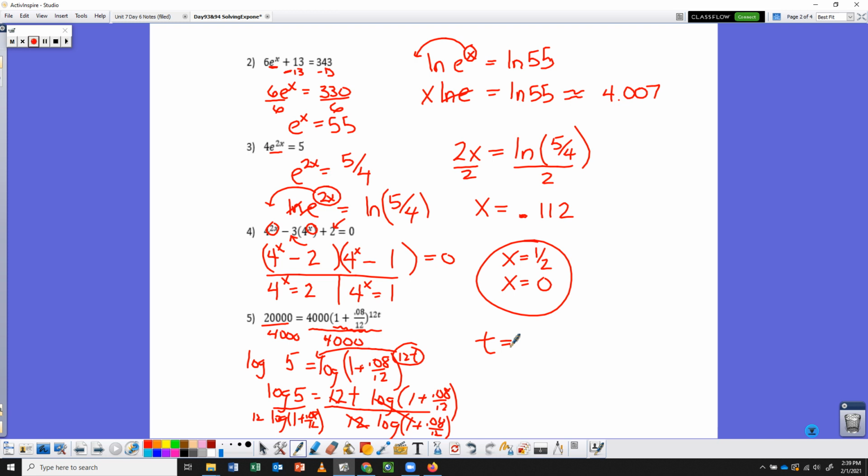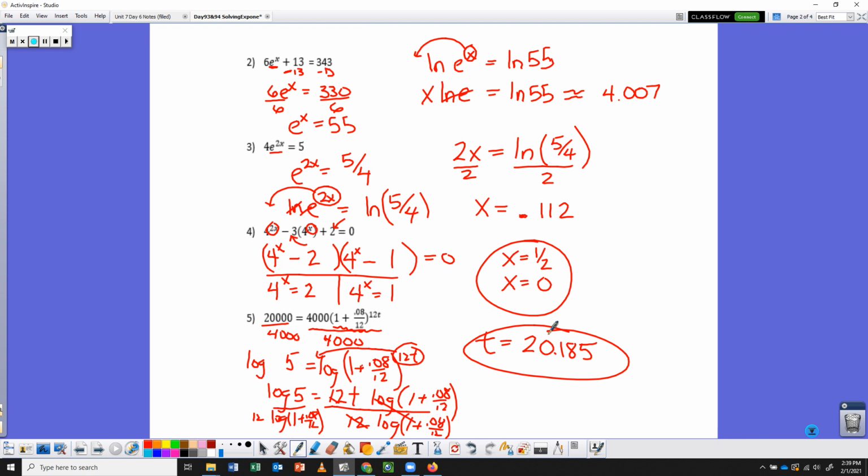There we go. And I get my answer for t of 20.185. This is, of course, as you can tell, one of those compound interest problems. What this problem would have been asking is, if we start with $4,000 and want to end up with $20,000 and our interest rate is 8% compounded monthly, how long is that going to take?